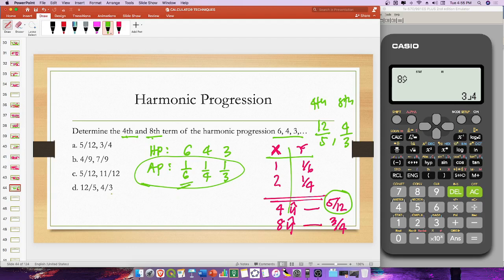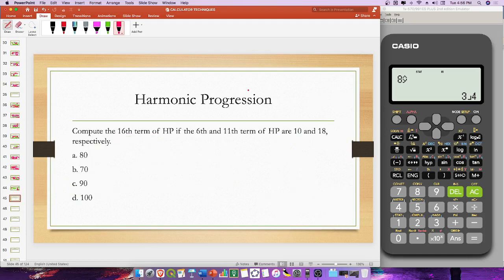Okay, by the way, now the answer here is this one, because these are the terms you get when you use arithmetic progression, right? So this is wrong. Sometimes it is given in the choices, and if you are dealing with this, always take the reciprocal of your arithmetic terms. Let's try. Compute the 16th term of HP and the 6th term.